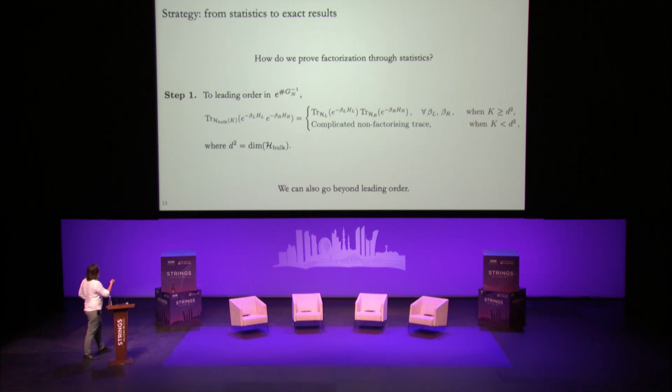Well, imagine that we study subleading contributions in e to the S naught. The problem is that we would need to also probe some correlations between the left energies and the right energies. So the trace itself, the trace over H bulk of k, will not necessarily factorize into a function of beta left and beta right at subleading order. However, any observable that vanishes in a factorizing theory should also vanish once I take the coarse graining of the theory.